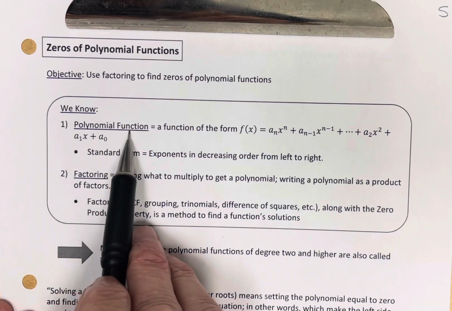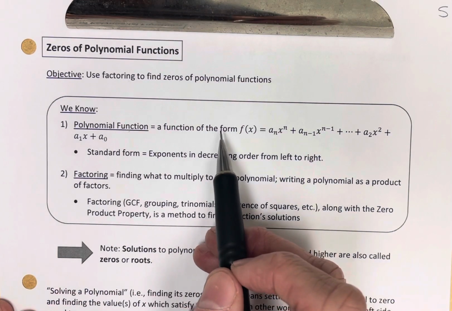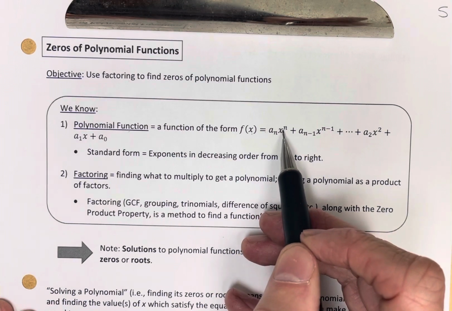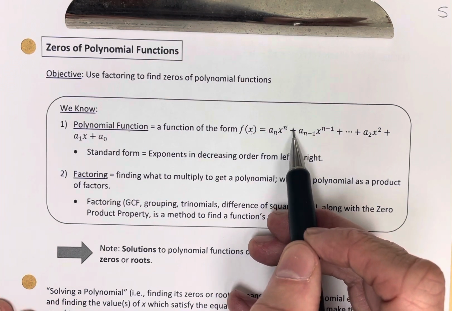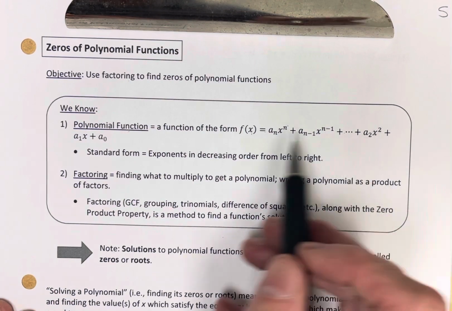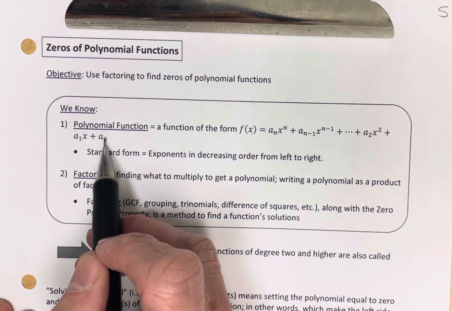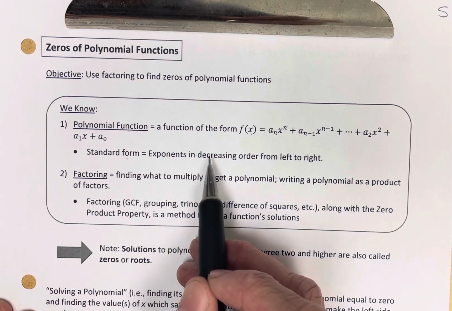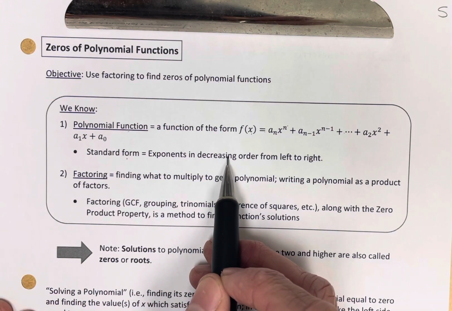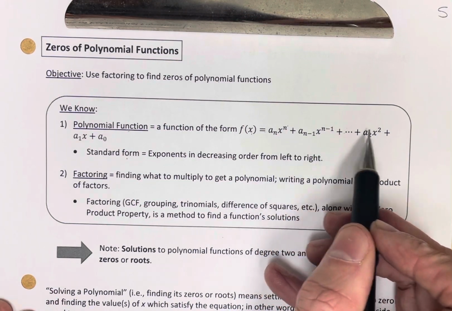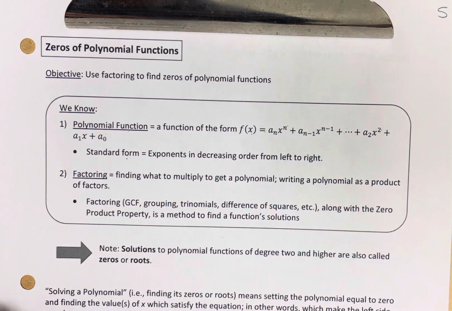Well, we know what a polynomial function is: a function of the form f of x equals coefficient times x to a power plus coefficient times x to a power plus, et cetera, all the way down to a constant. And it is in standard form if the exponents are in decreasing order from left to right. So for example, 5, 4, 3, 2, 1, 0.